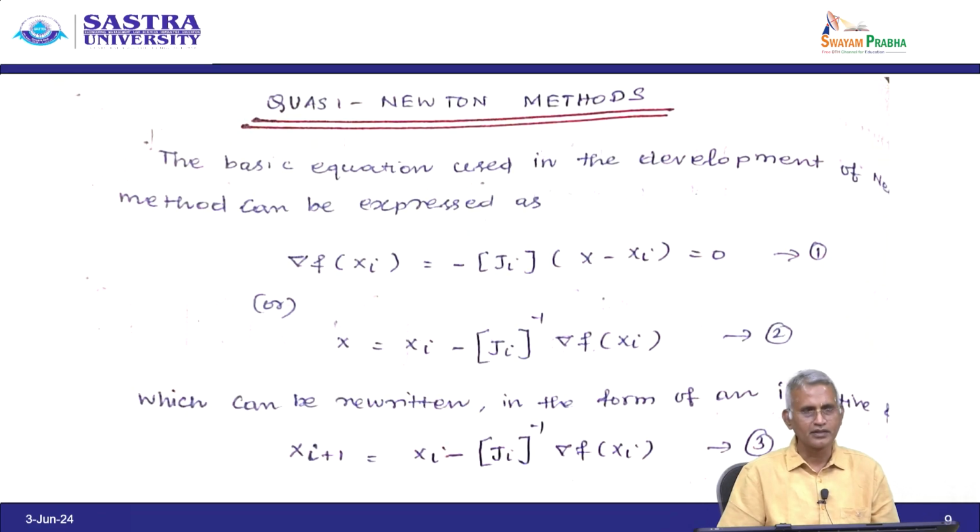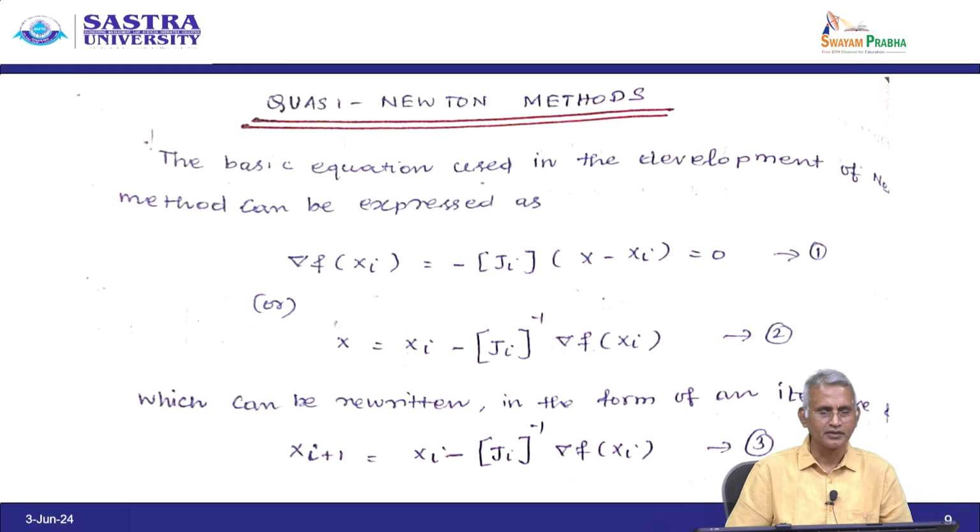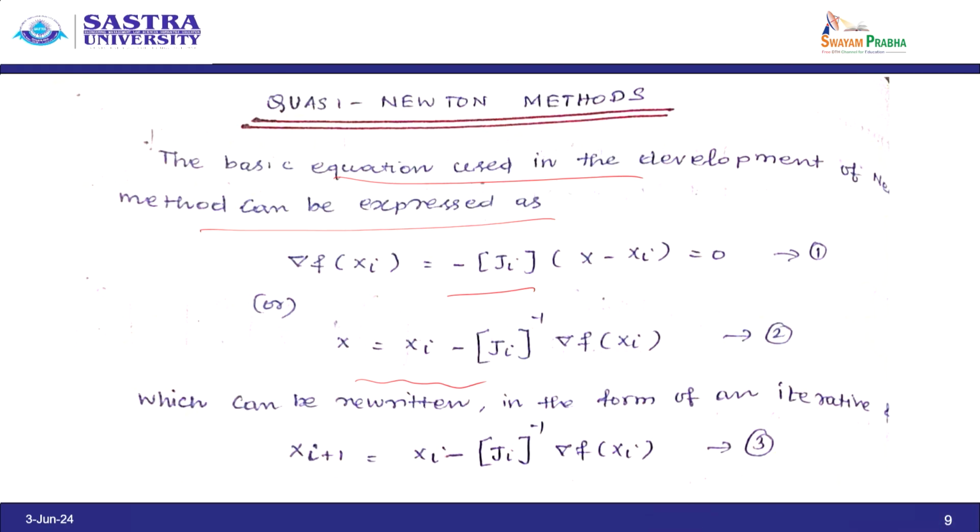Now, we are going to discuss the quasi-Newton method. So, the basic equation used in the development of the method can be expressed as del of f of xi equal to minus Ji into (x minus xi) equal to 0, or x equal to xi minus Ji, the whole inverse, of del f of xi, call it as 2. Now, this can be rewritten as x(i+1) equal to xi minus Ji inverse of del f of xi, because more generally with the iteration process i equal to 1, 2, 3 and so on. Therefore, the more general form is x(i+1) equal to this.